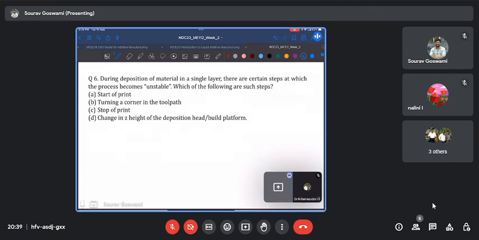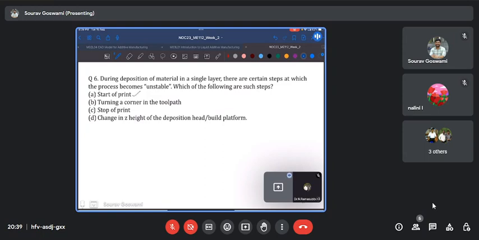So let us examine each of them one by one. Start of print. As we discussed, the deposition process is governed by inertia. And at the very start of print, it is often encountered that the volume of deposition is lower than programmed. So the start of print may be considered an unstable step.